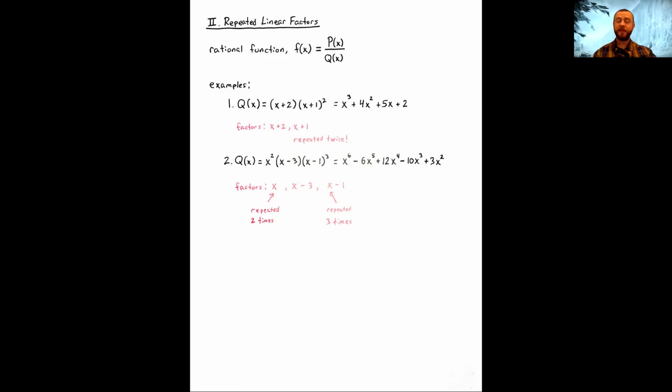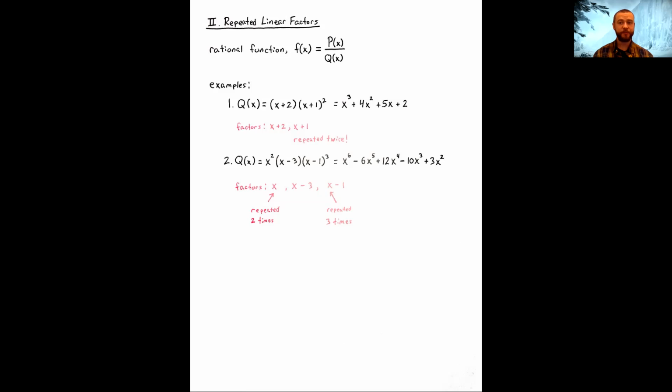All right, so what I want to start with is we have a rational function, p of x divided by q of x. We're going to reserve q of x to denote the denominator, or the polynomial in the denominator. And we have examples here of two standard factorizations with repeated factors. All right, so let's take a look at the factors in example 1. Now, I want you to identify your factors as x plus 2 and x plus 1.